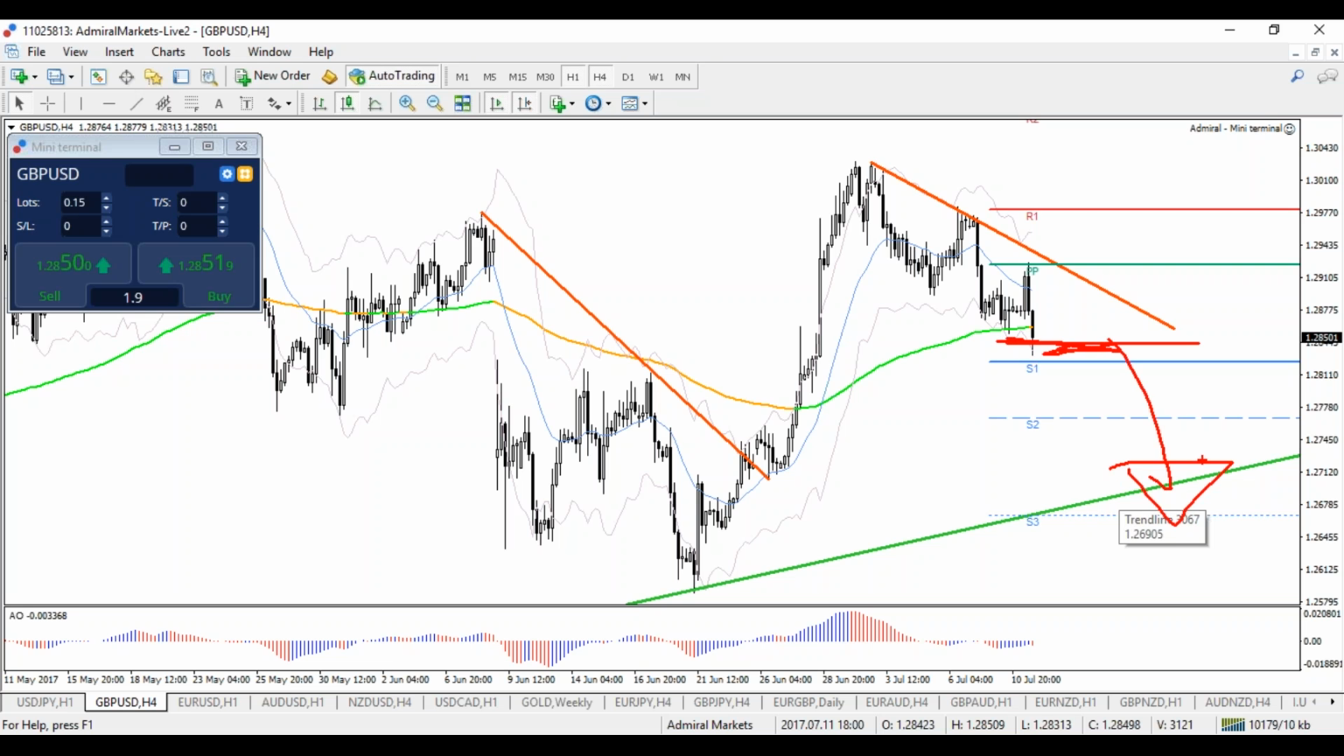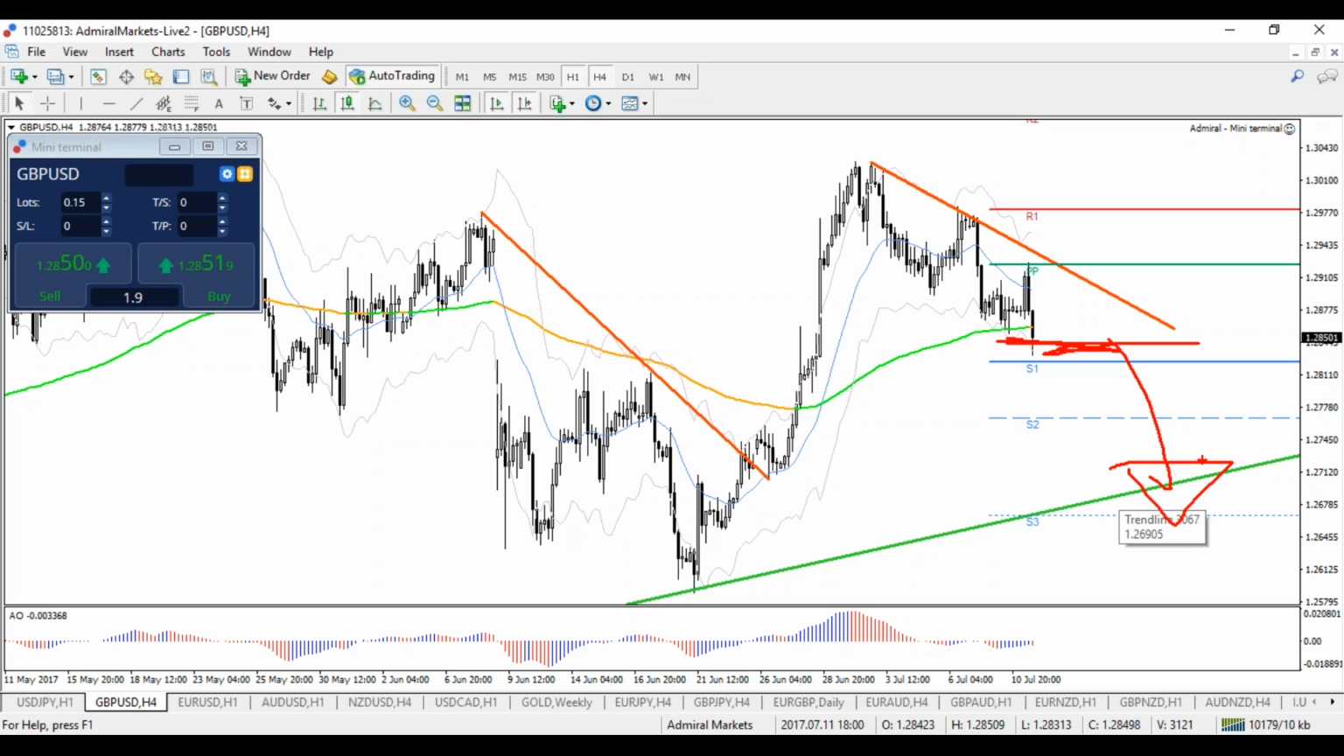Tomorrow you got also pretty good pound news, by the way: claimant count change, unemployment rate, average earnings index in the morning. I think the pound will wait for that.